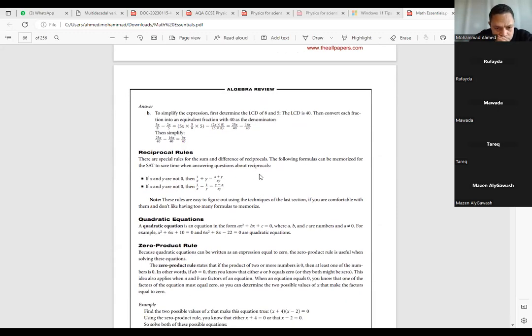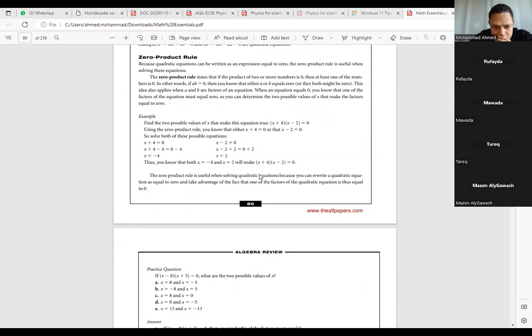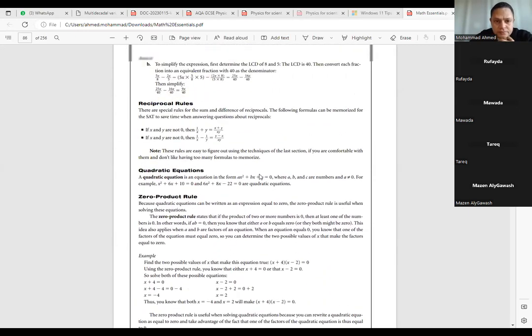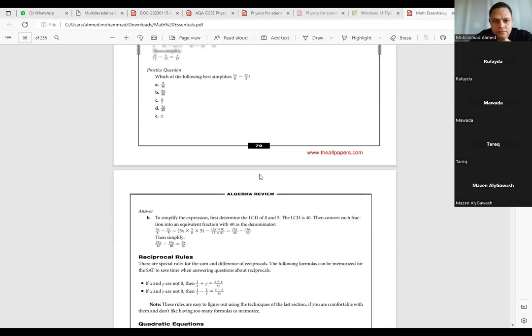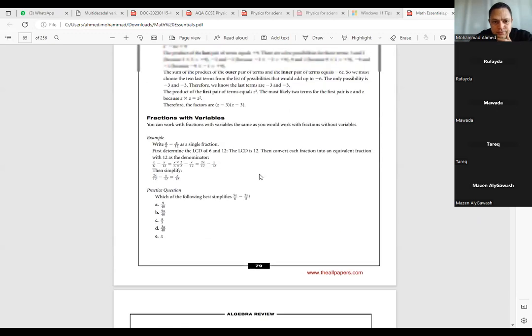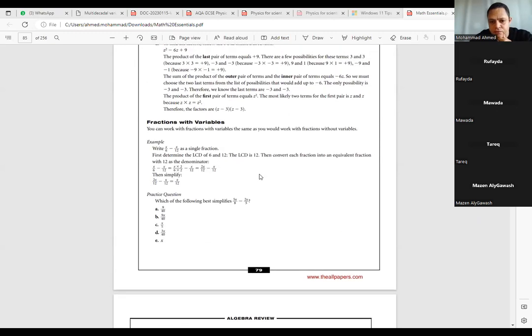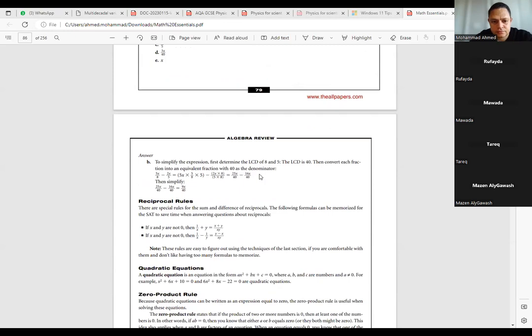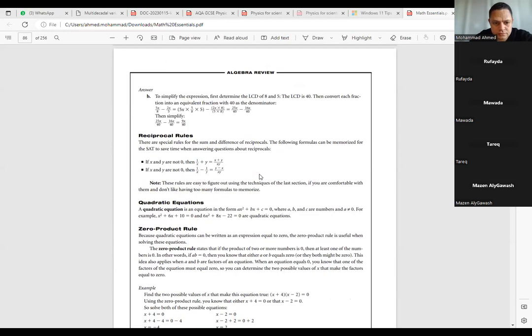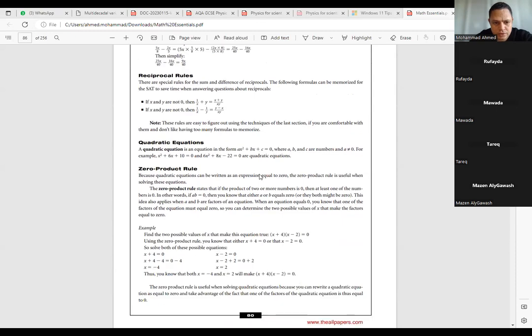Okay, so we didn't take this last month, right? I think we stopped in factoring with variable. No, we took quadratic equation. Okay, we're going to start with the reciprocal rules. If you remember, guys, do you remember where we stopped last time exactly? We didn't talk about reciprocal rules, right?